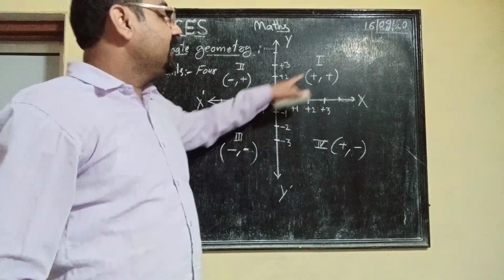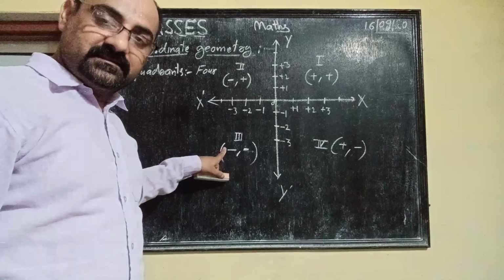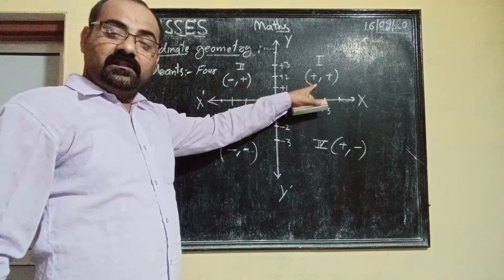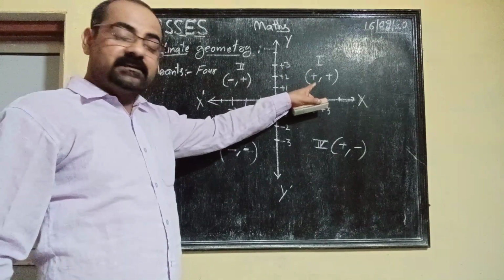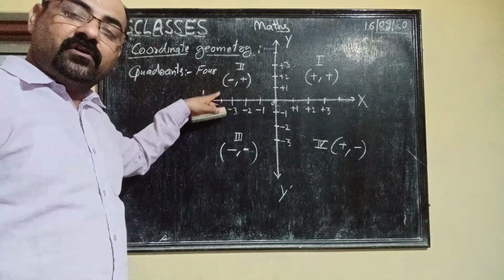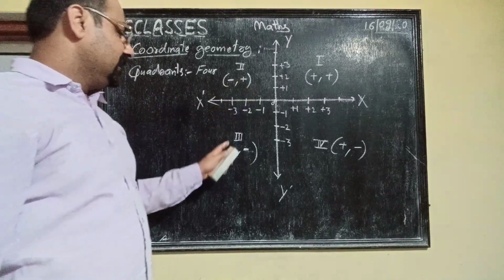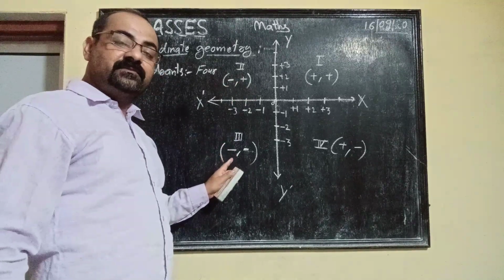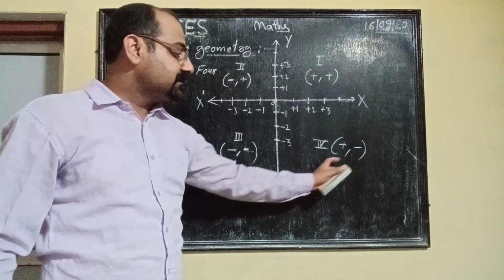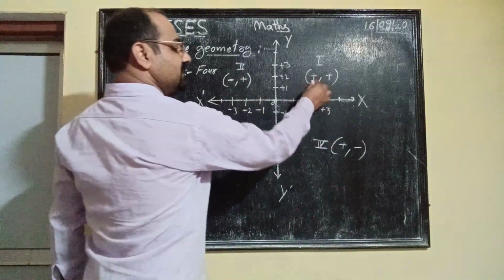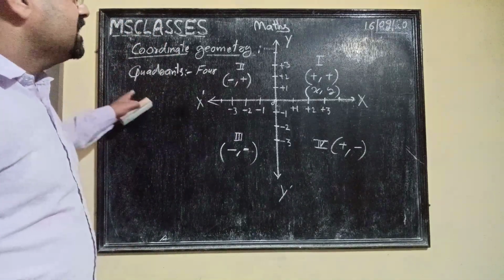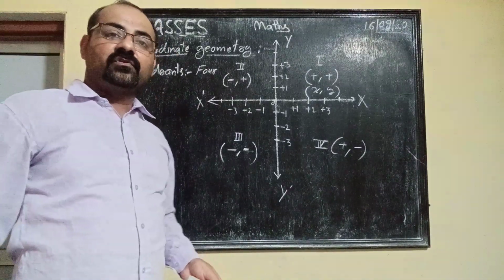So here we have 4 quadrants in the Cartesian plane or coordinate plane. In the first quadrant all the values of coordinates will be positive. In the second quadrant the value of coordinates is negative, positive. In the third quadrant values of coordinates will be negative. In the fourth quadrant the values of the coordinates are positive comma negative. So the first value is x and the second one is y, right? So these are the quadrants. So we have 4 quadrants here.